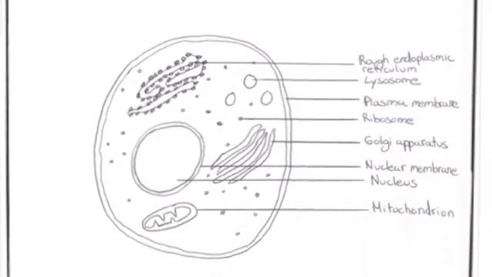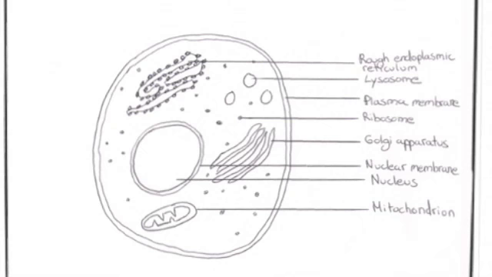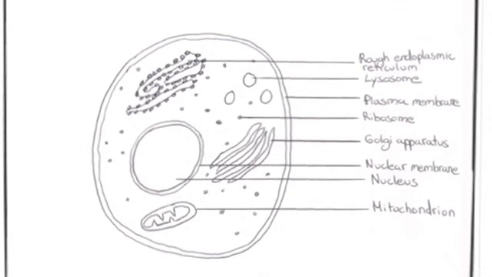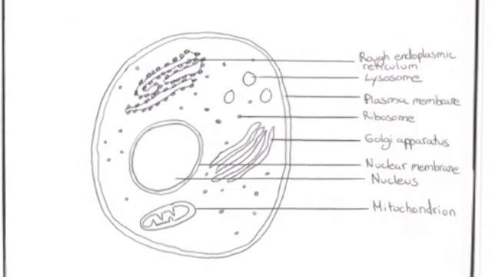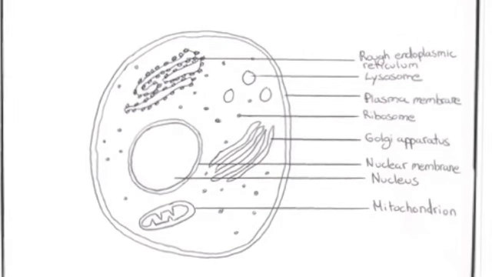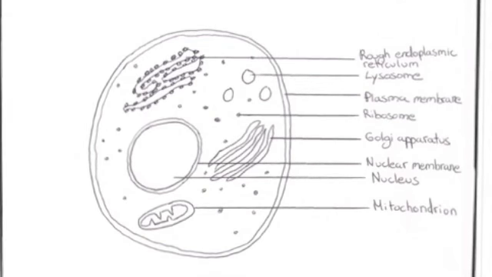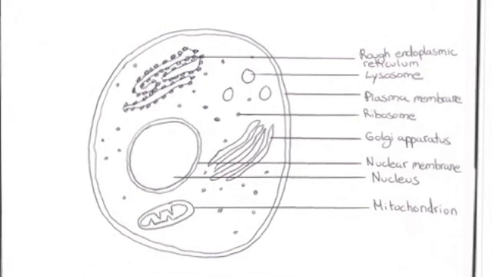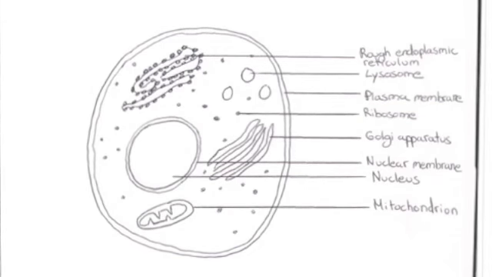Lysosomes contain many digestive enzymes to hydrolyze macromolecules such as proteins and lipids into their monomers. The Golgi apparatus receives protein from the rough endoplasmic reticulum and may further modify them. It also packages the protein before the protein is sent to its final destination, which may be intracellular or extracellular.